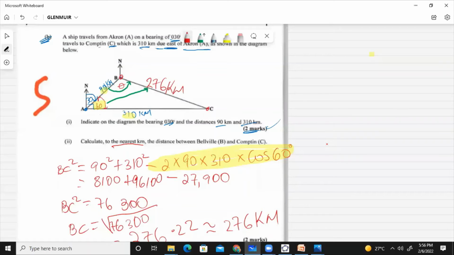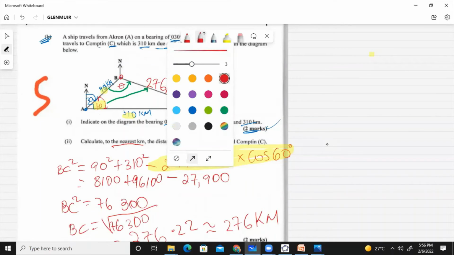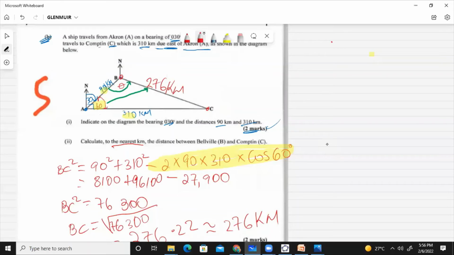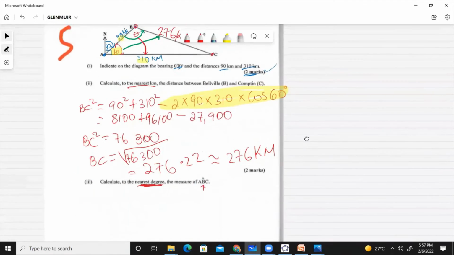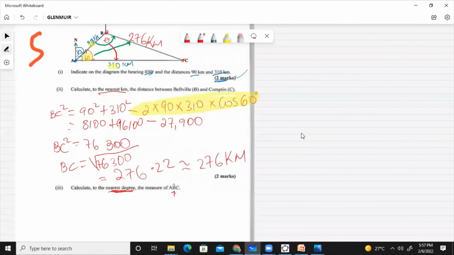Well, I'm just going to grab onto the sine rule right now, because I'm going to push across from this, and look at what we have. We have 310, which is across from the angle that they asked us to find. And already we have 276, which is opposite to the 60. So whenever you see that, you can just gladly run to your sine rule.